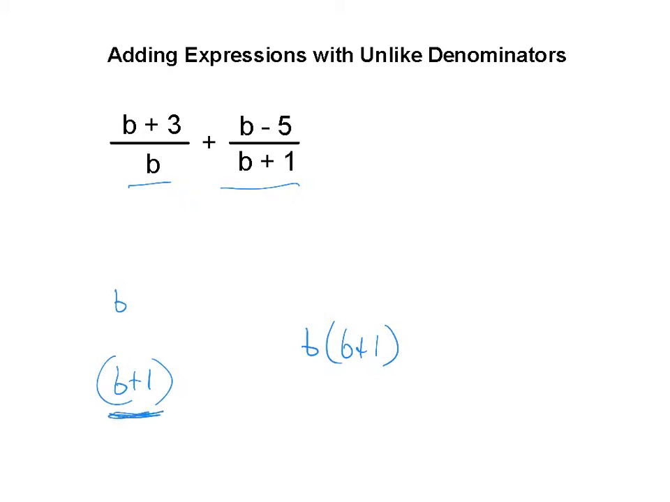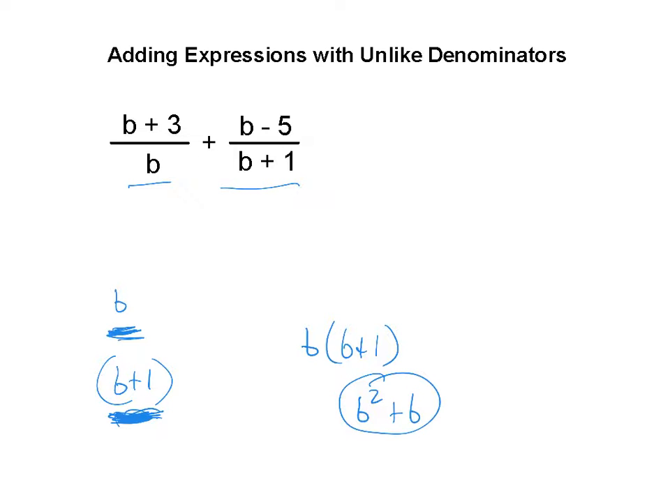Now notice this is separate from b because this is b plus 1. That's a separate number, right? So I'm going to multiply those together to get my least common multiple, and I get b squared plus b. See how I got that? This one factored was b. B appeared once, and b plus 1 appeared once, so I have to use them both once in my least common multiple. Okay, so here's my least common multiple.